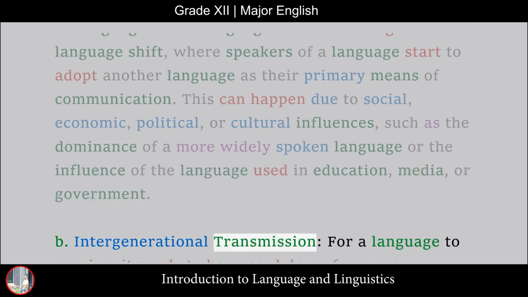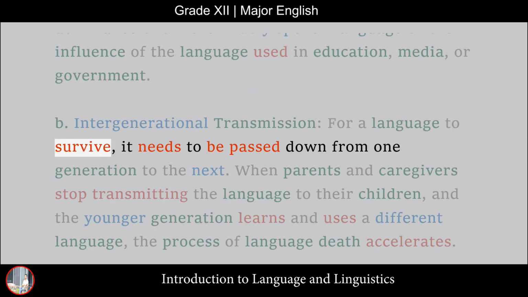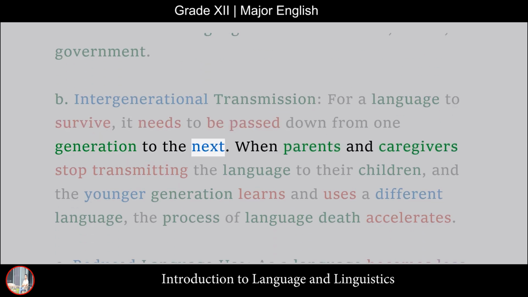B. Intergenerational transmission. For a language to survive, it needs to be passed down from one generation to the next. When parents and caregivers stop transmitting the language to their children, and the younger generation learns and uses a different language, the process of language death accelerates.